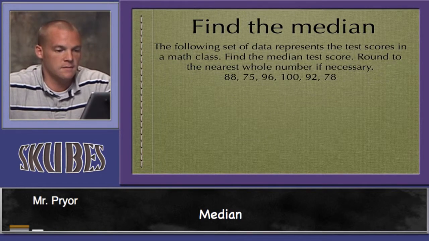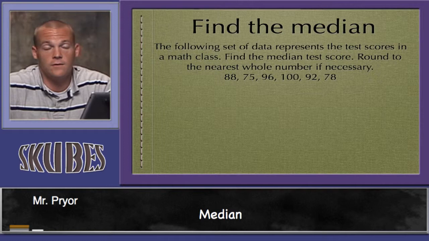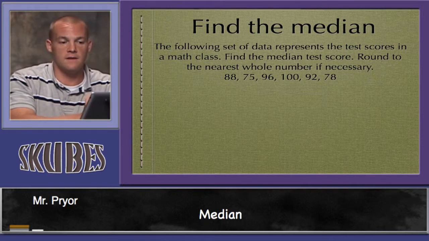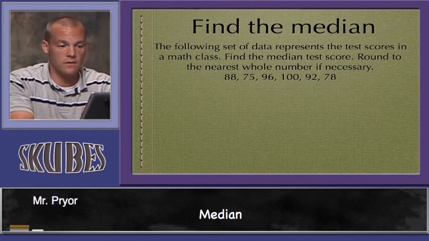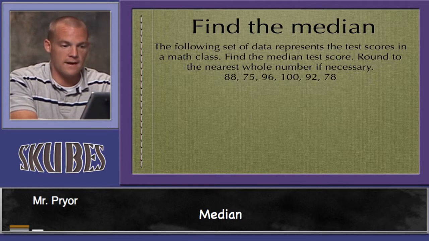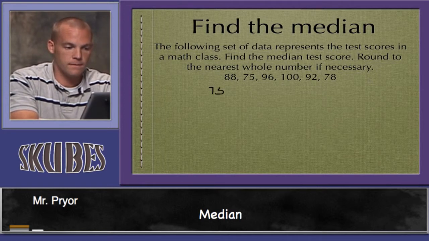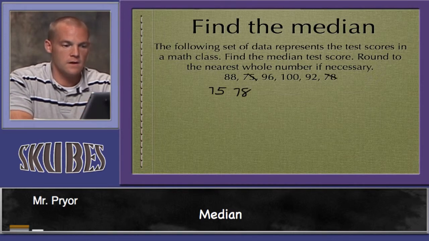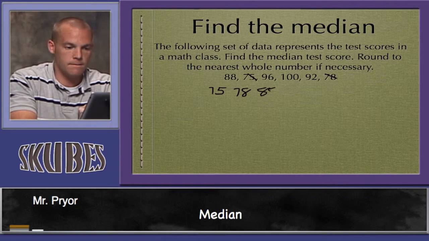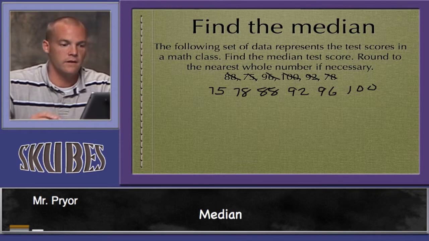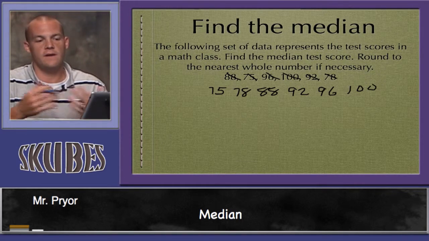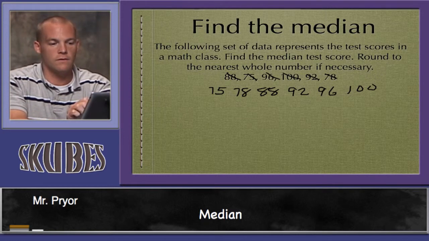This is just a set of class scores on a test, so we're going to find the median of these test scores. Let's line them up from least to greatest. We have 75, then 78, and I'm going to mark them off as I go here. The next one would be 88, then 92, 96, and 100. In this case, go ahead and count up the numbers. So we have 1, 2, 3, 4, 5, 6 numbers.